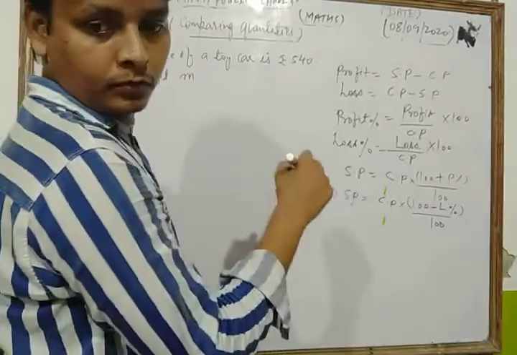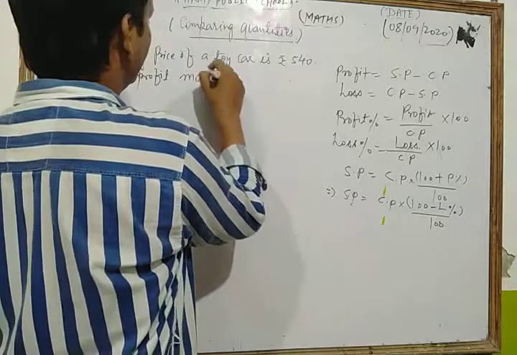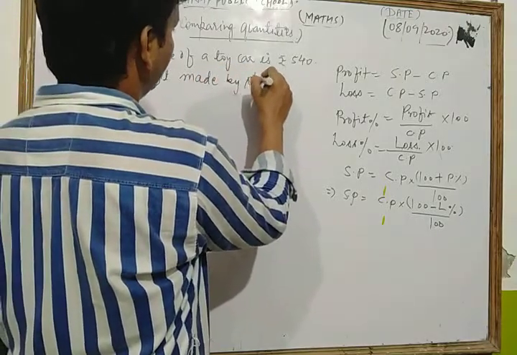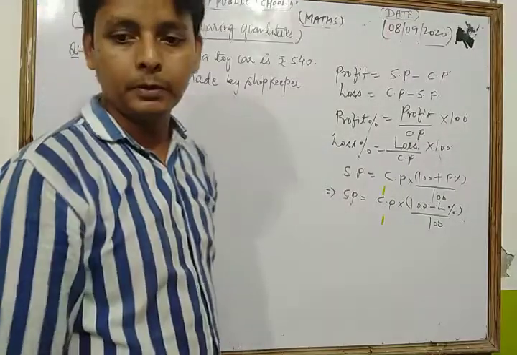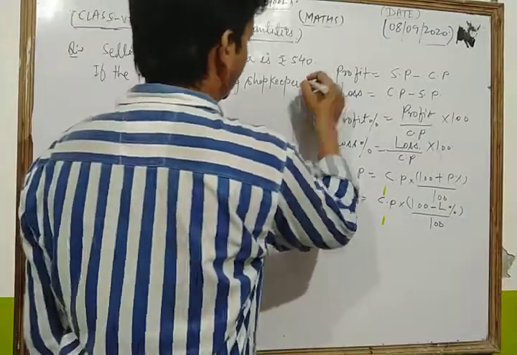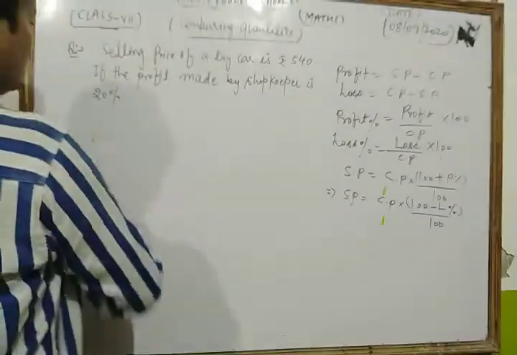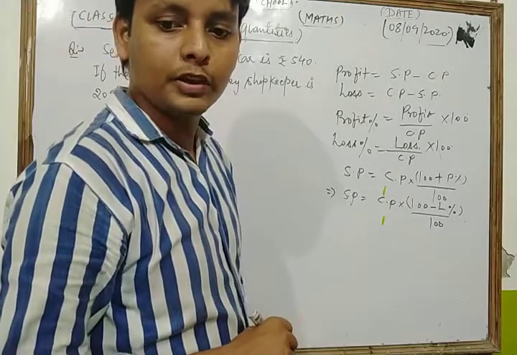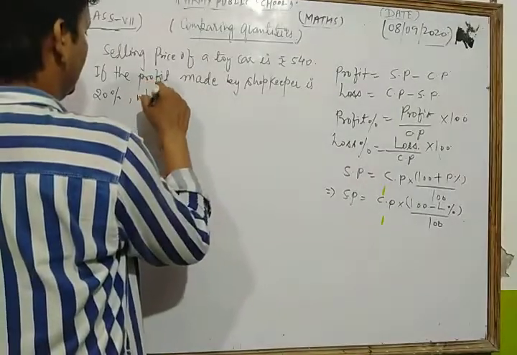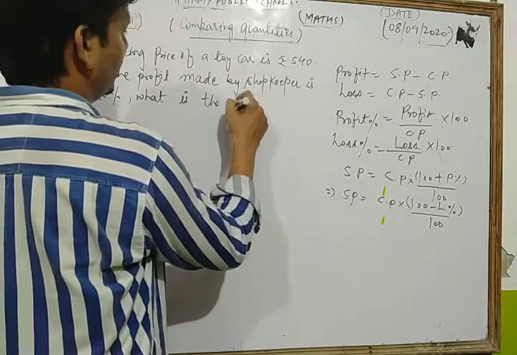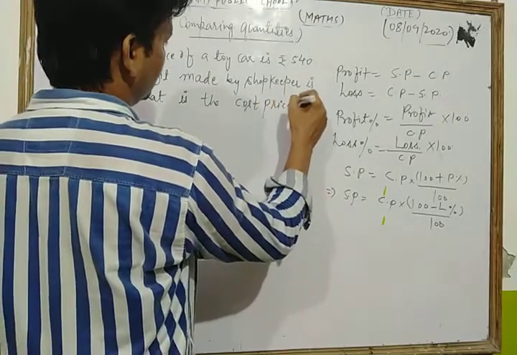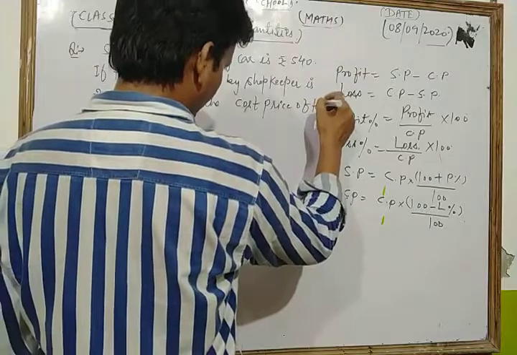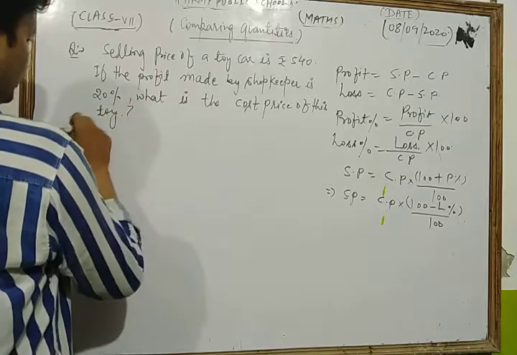If the profit made by the shopkeeper is 20%, what is the cost price of this toy? The question is, what is the cost price of this toy? Now let's solve it.